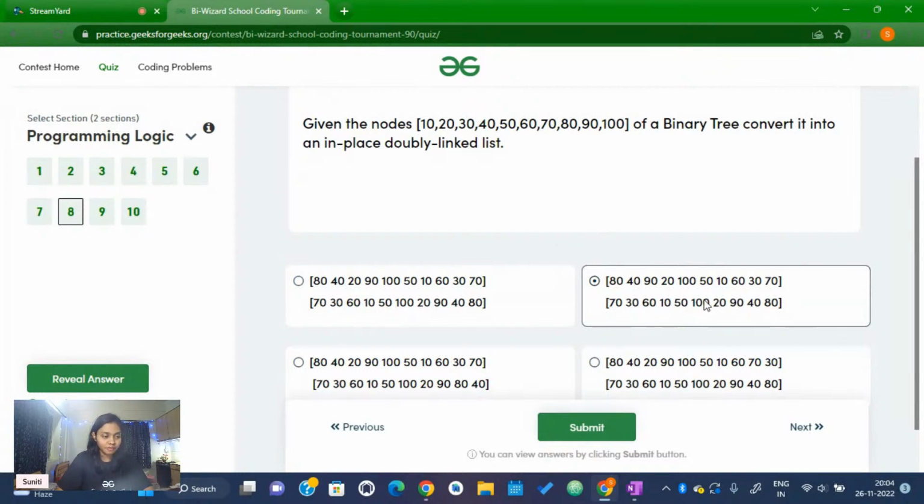Just a famous approach. You can apply it to convert the binary tree into the doubly linked list. And what is a doubly linked list? We have pointers backward to forward, as well as forward to backward. So that is the doubly linked list that we have.